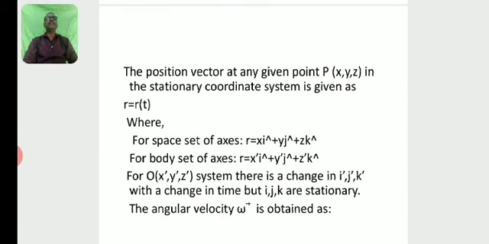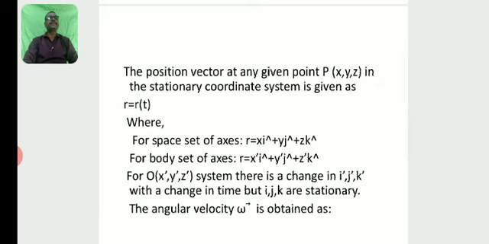The position vector at any given point p, x, y, z in the stationary coordinate system is given as r equal to r of t, where for the space set of axes r is equal to x i cap plus y j cap plus z k cap. For the body set of axes, r is equal to x dash i dash cap plus y dash j dash cap plus z dash k dash cap. For the O, x dash, y dash, z dash system, there is a change in i dash, j dash, k dash with a change in time, but i, j, k are stationary.